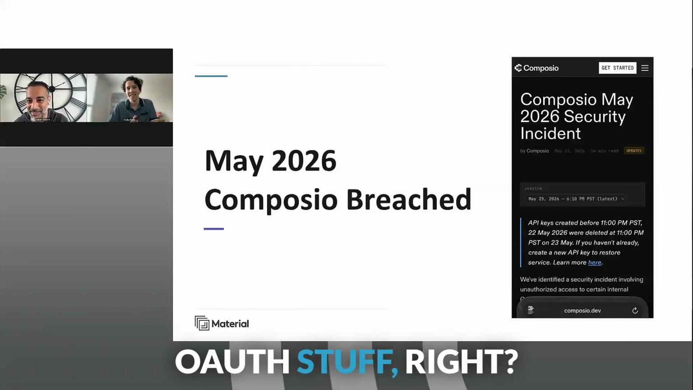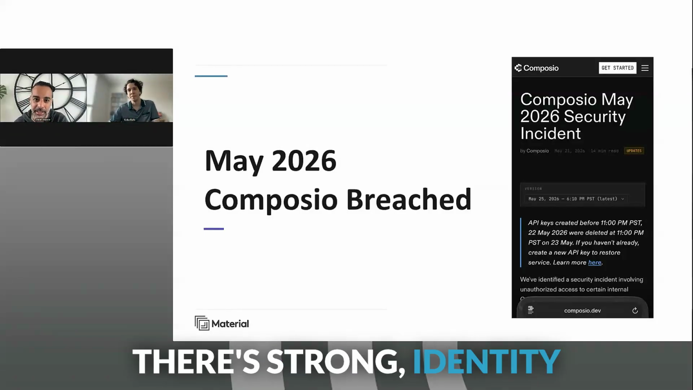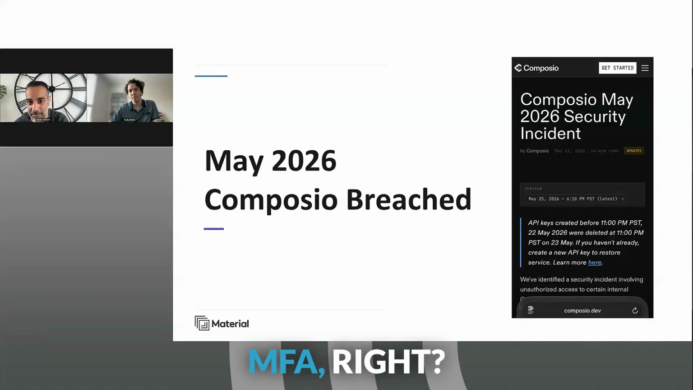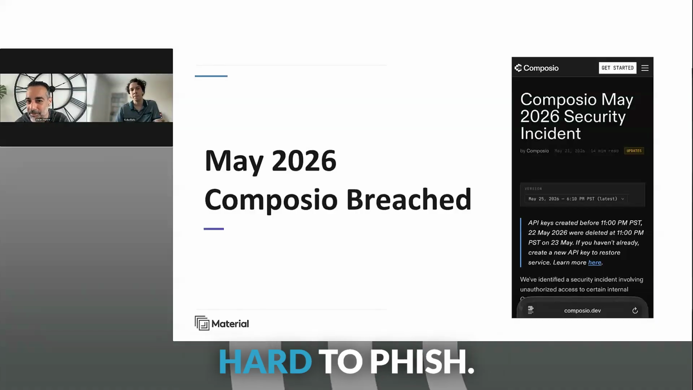We talk about OAuth stuff right now. It keeps us up at night. And I think you and I are both, we see that there's strong identity controls in place now. Like you're saying MFA, right? If you have passkeys deployed, they're very hard to phish. I'm not gonna say unphishable, but they're very hard to phish.